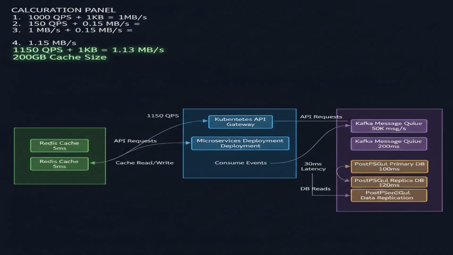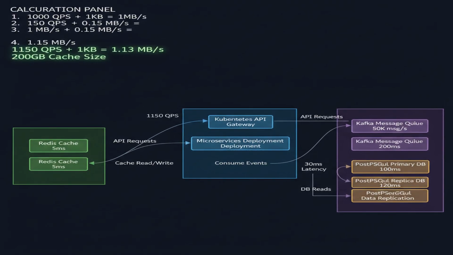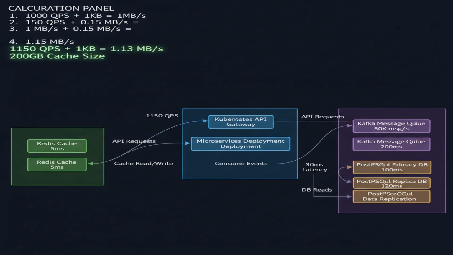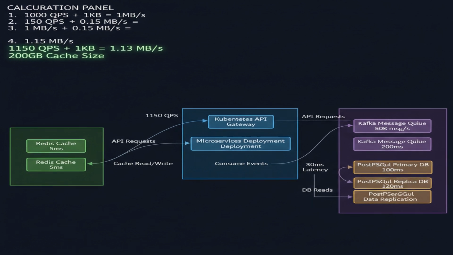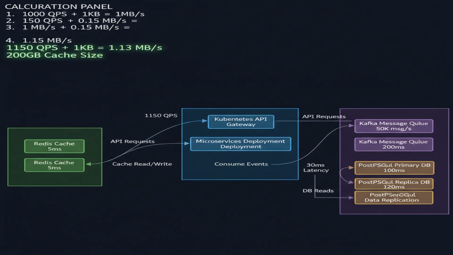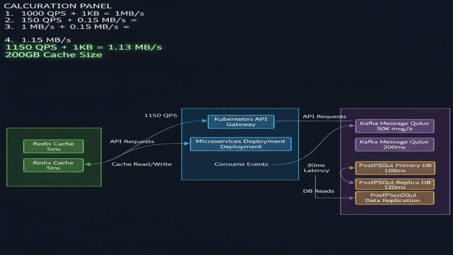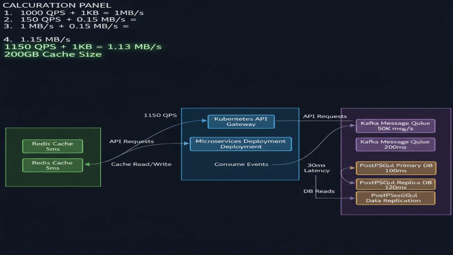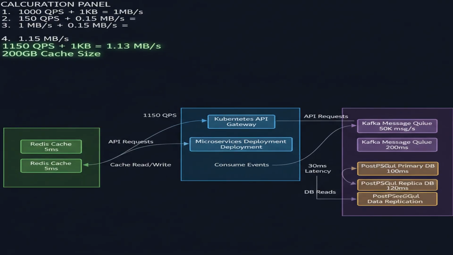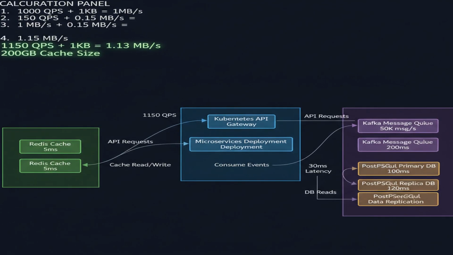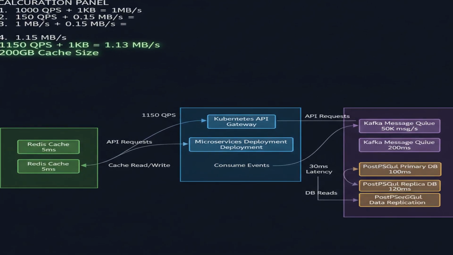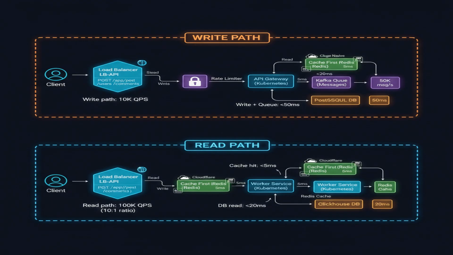Let's estimate our caching needs. Assume 10 million daily active users, each performing 10 read operations per day. That's 100 million reads per day, or roughly 1150 queries per second, QPS. If each cached item is 1 KB, and we want to cache 20% of the data, we'll need approximately 200 gigabytes of cache storage. Bandwidth? With 1150 QPS and 1 KB per item, we need 1.15 megabytes per second of bandwidth.